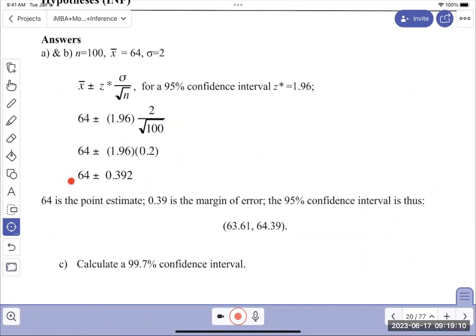So calculating the interval, I have it on the next page. So this would be the margin of error. You plus and minus 64. And this is the interval you get. It's very precise, right? We went through the trouble, we gathered data, we used 2 standard deviations as a given, and we got a very precise interval that the average for all women 18 and over in Canada would be between 63.6 and 64.4.